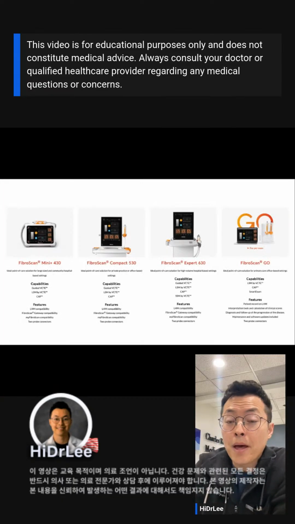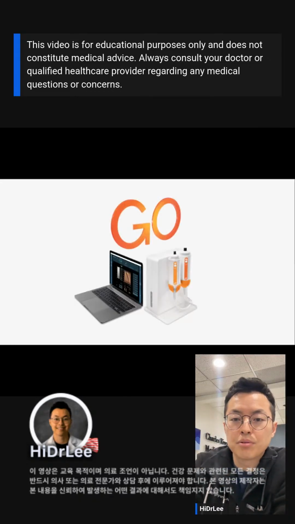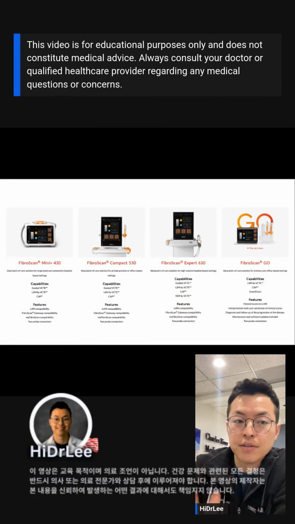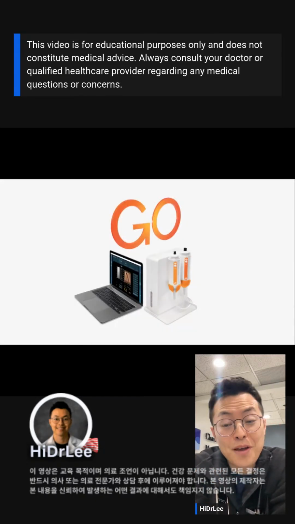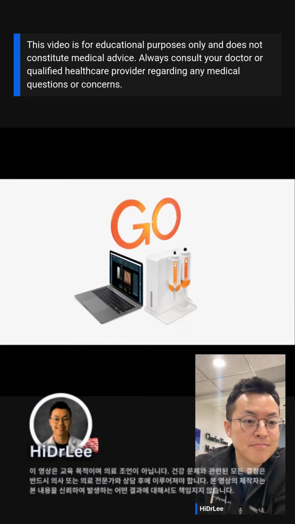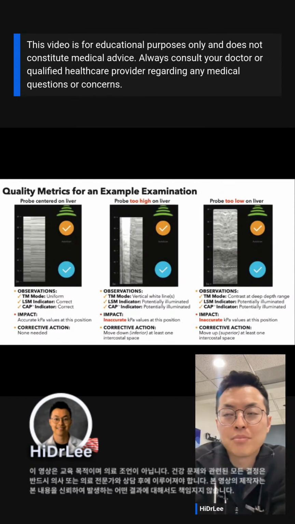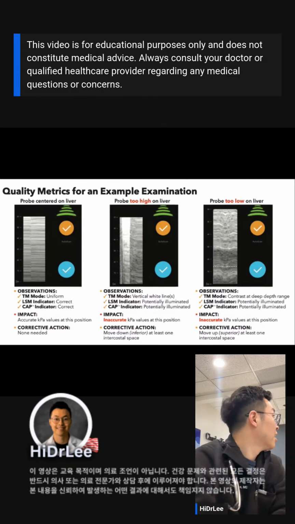There are many different types of Fibroscan. The one we use is Fibroscan Go, which is portable, and we can connect it to our laptop. But there's no accuracy difference among them. They're all the same in their accuracy, so you don't have to worry about that. And what's impressive about Fibroscan is how everything's automated.